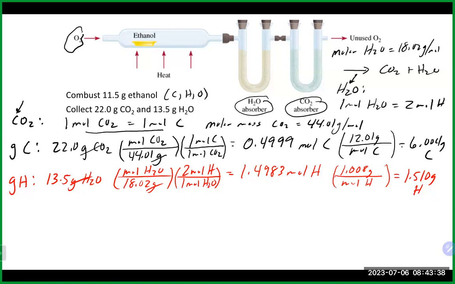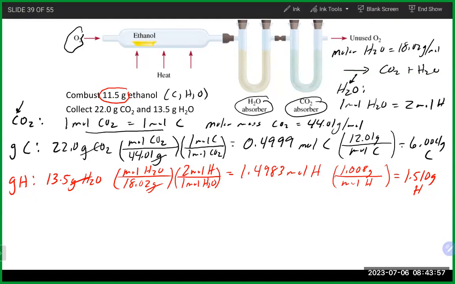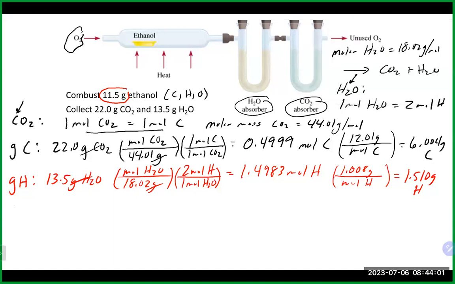So this is important because we have the grams of carbon, we have the grams of hydrogen, and we know that this sample is only made up of hydrogen, carbon, and oxygen. We do know that originally, our original sample was 11.5 grams, which is made up of the carbon, hydrogen, and oxygen. So we can now use that to figure out the grams of oxygen. And that would be our 11.5 grams minus the grams of carbon that came off, minus the grams of hydrogen that came off. And that will then tell us we should have about 3.986 grams of oxygen. Any questions on that there?